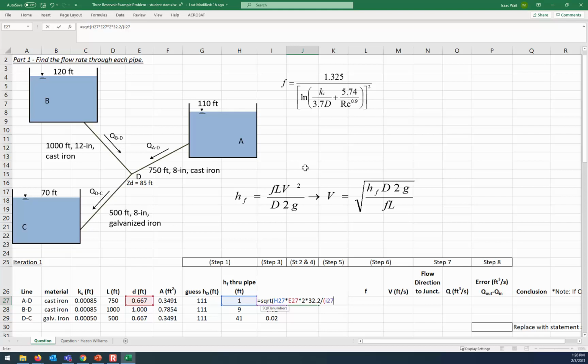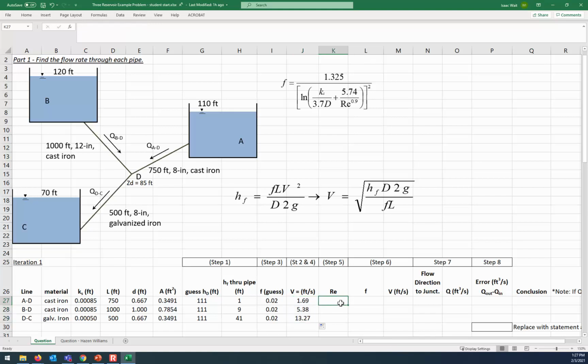All right, so dividing by f, we just did the f part down there in the denominator. Now I need to multiply by the pipe length L, close parentheses, and close parentheses again. Okay, so you've got that, type enter, and we have a velocity for the guess f value of 1.69 feet per second through the pipe. And I can just click and drag down and get the corresponding velocity for the other locations as well.